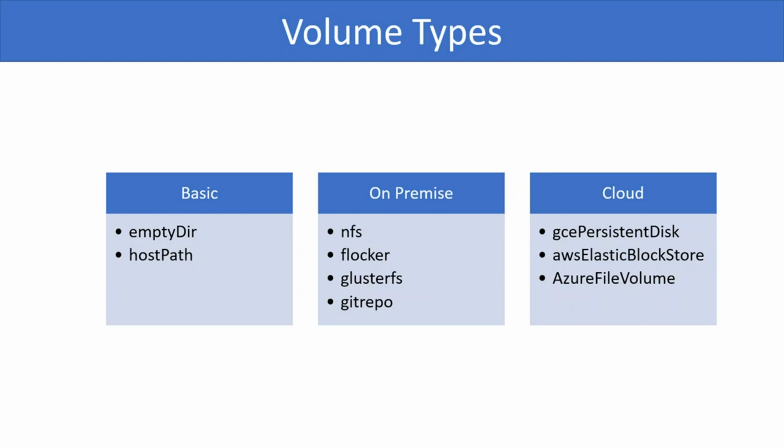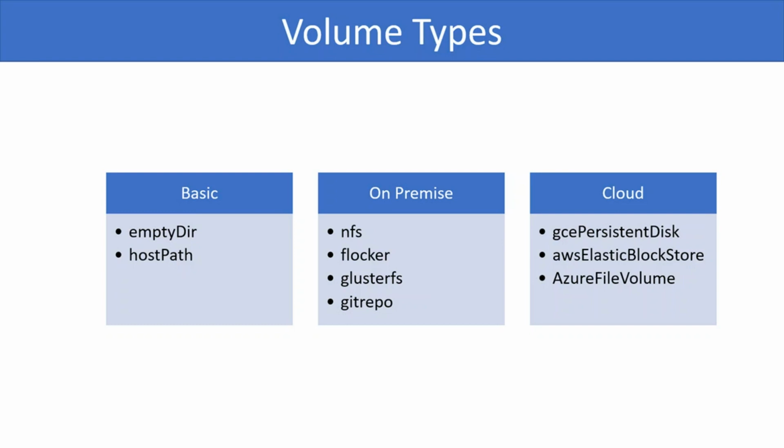For on-premise workloads, we could use NFS, which uses a network file system directory, Flocker, GlusterFS, Git repo, which mounts an empty directory and clones a GitHub repo. For cloud workloads, we could use GC Persistent Disk for Google, AWS Elastic Block Store for AWS, and Azure File Volume for Microsoft Azure. You can get a complete list from the Kubernetes documentation page.